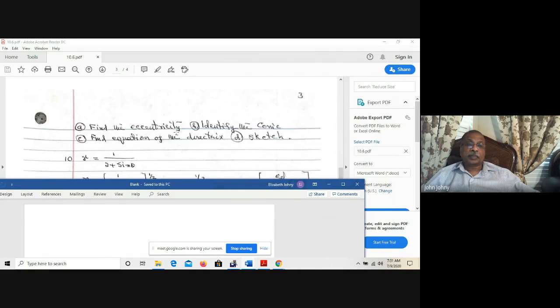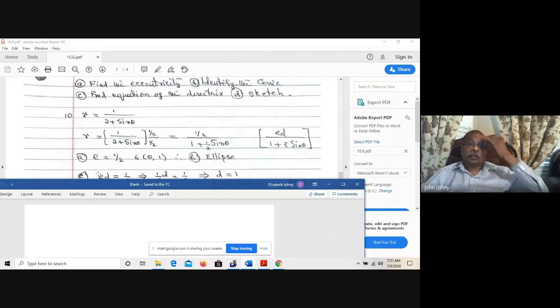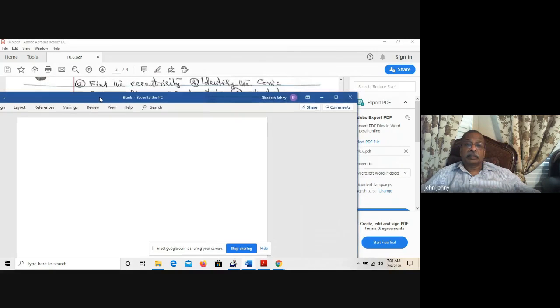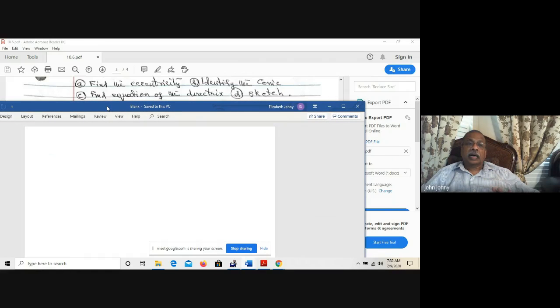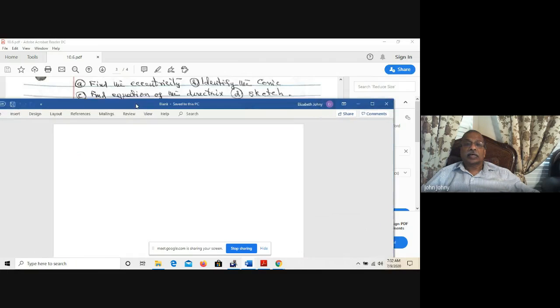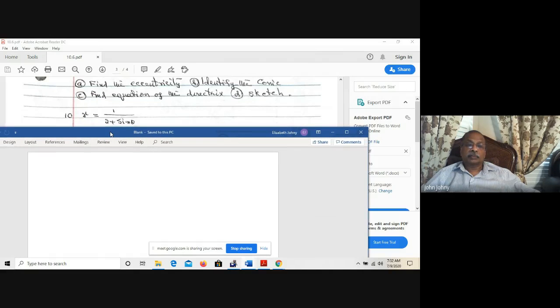Now for the following problems, you have to find the eccentricity and identify the conic, find the equation of the directrix and sketch. There are 4 parts. Find the eccentricity, identify the conic section, find the equation of the directrix and sketch the graph. First one, number 10.